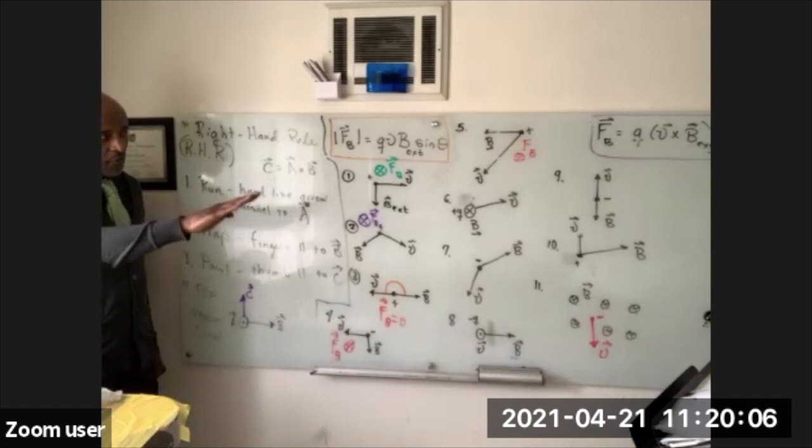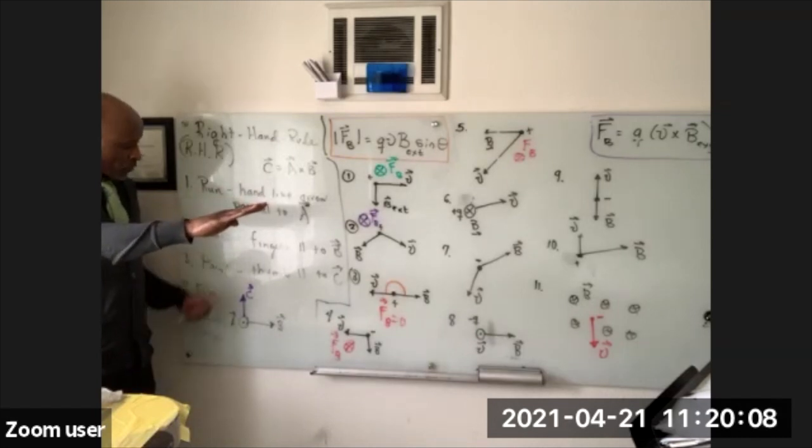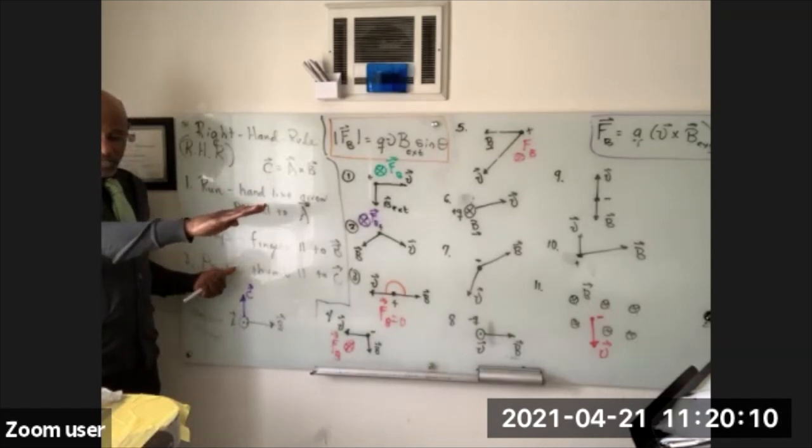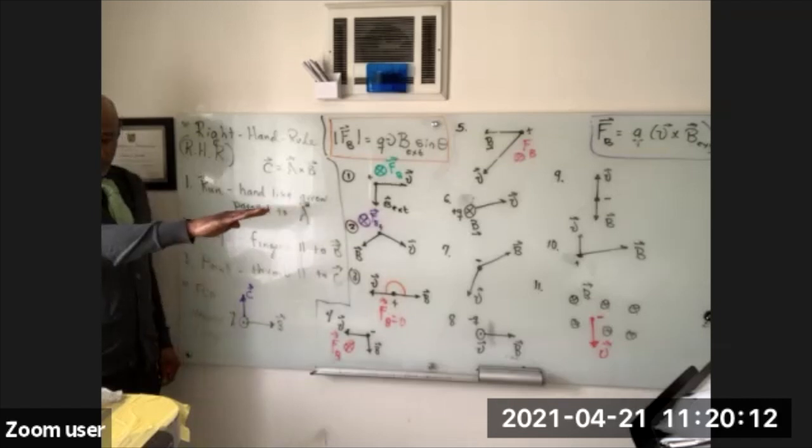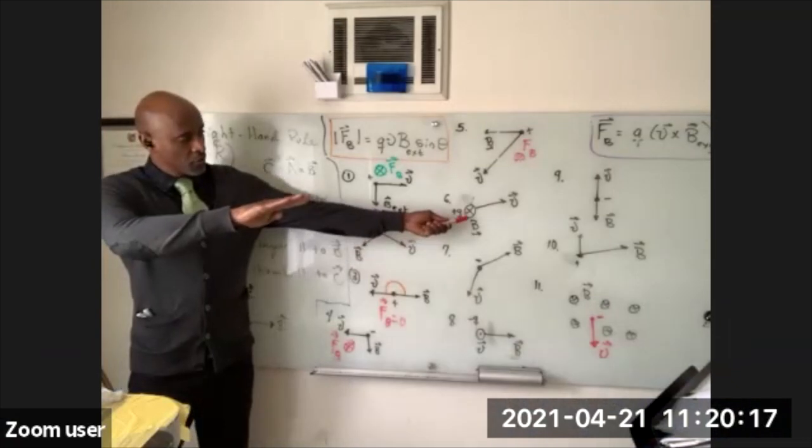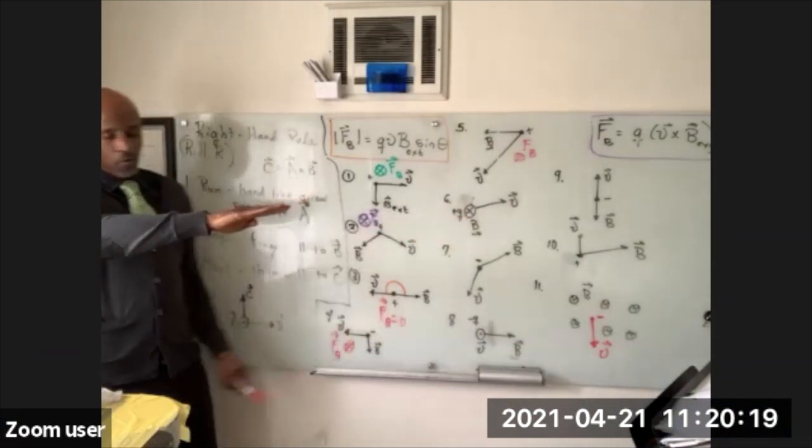You start this way, your arm is parallel to V. But now you have to wrap your fingers parallel to B. What is the direction of B? Down, back? No. This is a cross. The cross means that B is into the board.